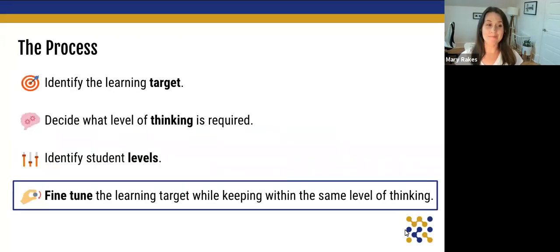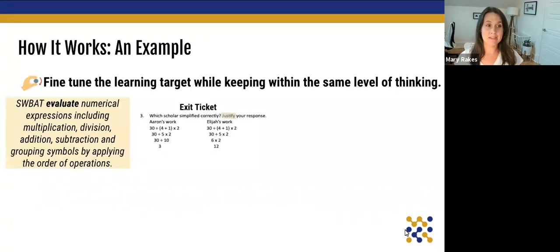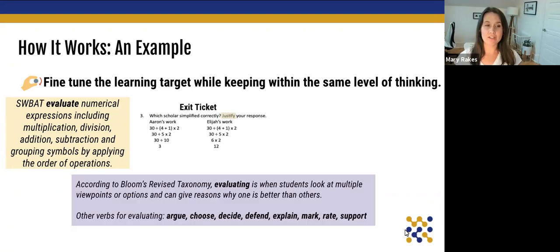My last step is to fine-tune the learning target while keeping within the same level of thinking. And I'm going to show you exactly how to do that and what that looks like. So here I have the exit ticket, and what we're asking students to do is evaluate numerical expressions, and then the example in our exit ticket. So how can I fine tune this?